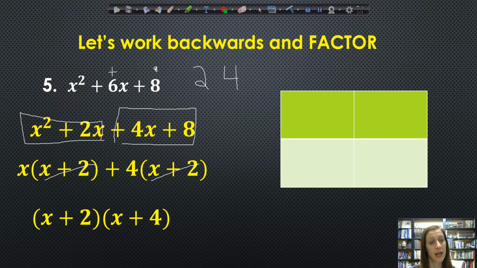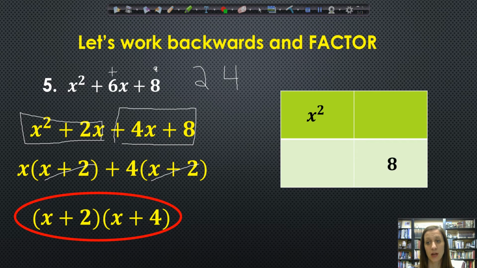However, you should know that the x squared is going to go in the first box, and the 8 is going to go in the last box. What you need to do is figure out what should go in these 2 boxes. So again, you ask yourself, what multiplies to give me 8, but when I add them gives me 6x. And that's going to give you a 2x and a 4x.